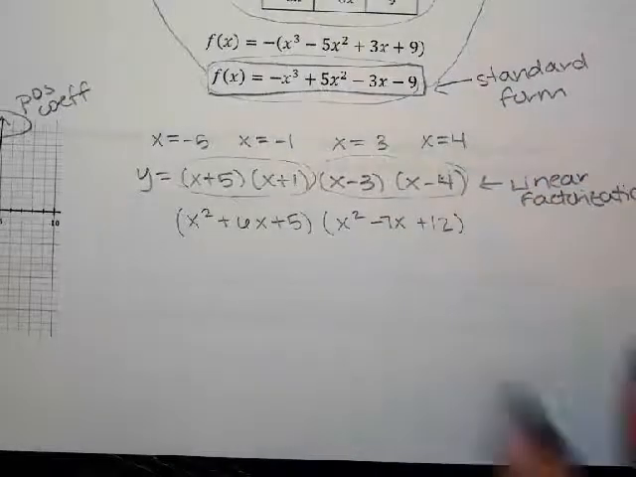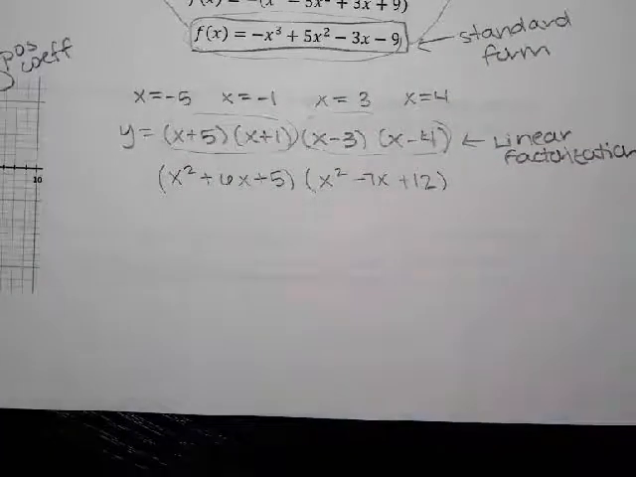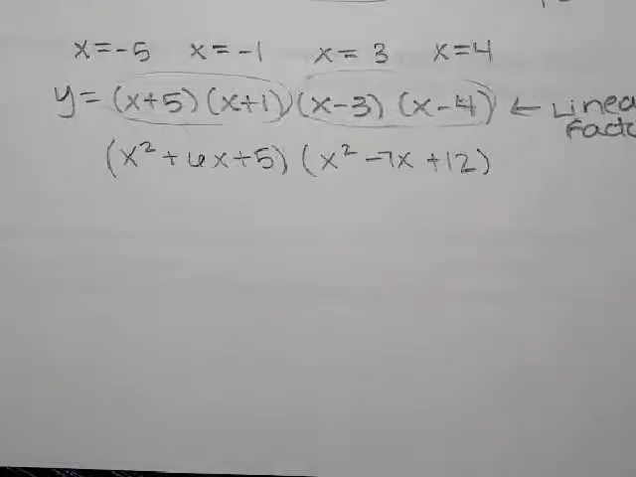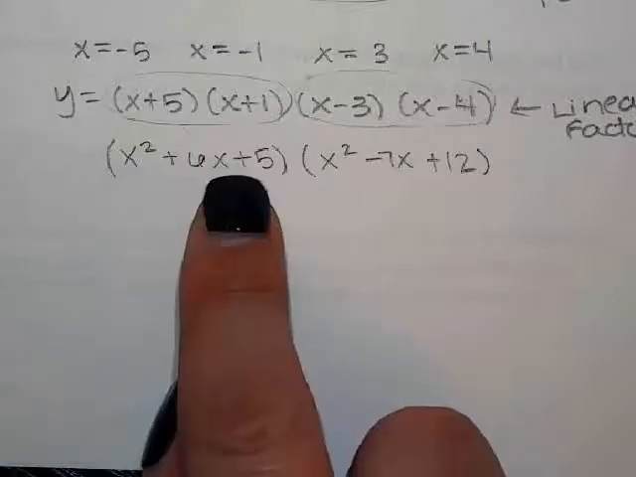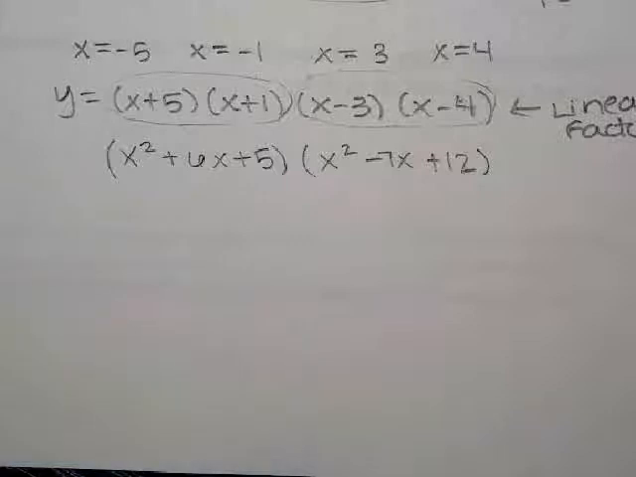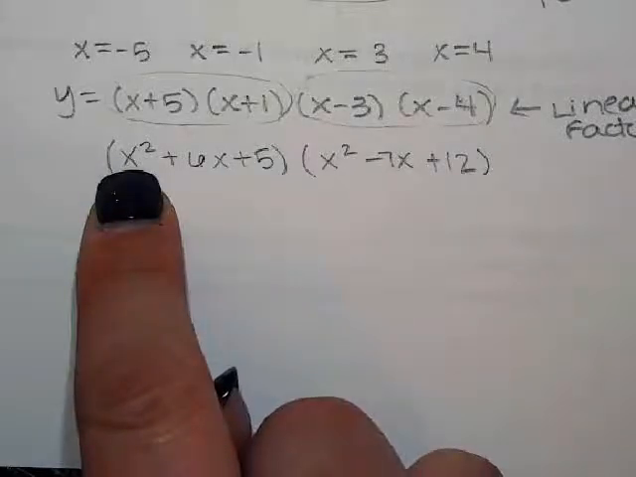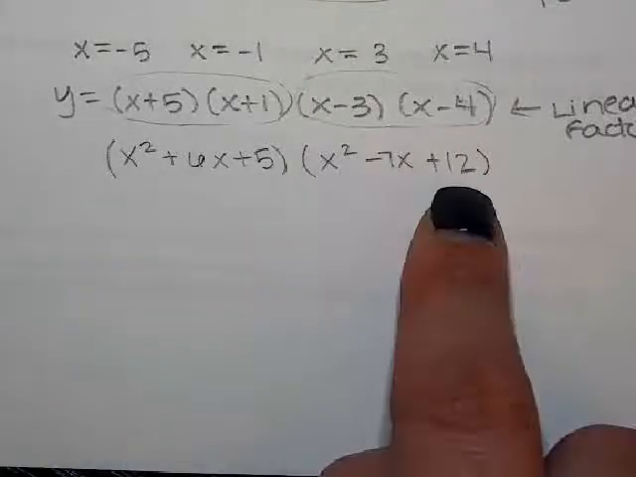How did you guys do with your foiling? Did we get what we should have gotten? Yes? Okay. So we are multiplying a trinomial by a trinomial. If we were to do the FOIL method, I'm going to tell you how to do it, but I do not recommend it. If you do the FOIL method with a trinomial times a trinomial, you would do the first term times all three, and then the second term times all three, and then the third term times all three. That's how the FOIL method works.